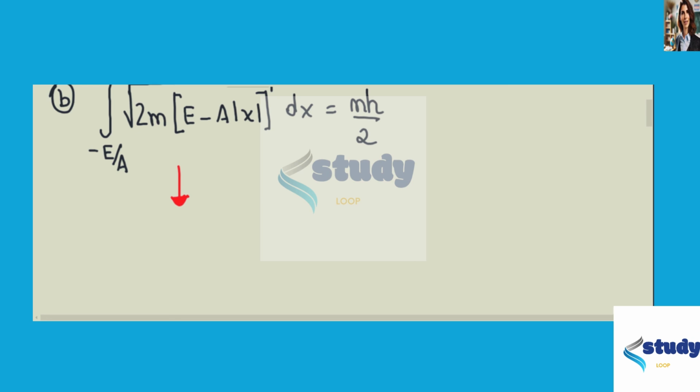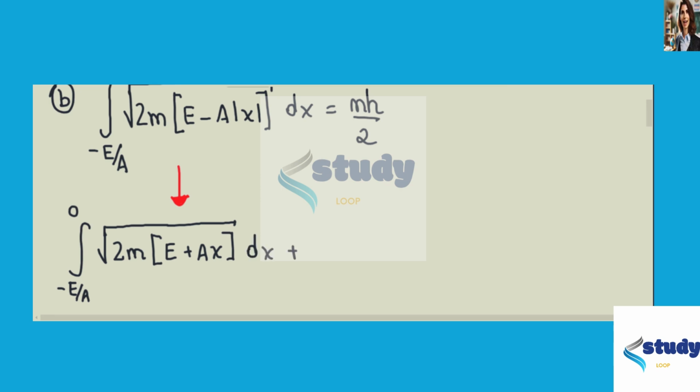Notice that this integral can be separated into two parts. We have the integral from minus E over A to 0 of the square root of 2m times E plus Ax. Notice that in the range when x is negative, the absolute value of x is equal to minus x. Plus the integral from 0 to E over A of the square root of 2m times E minus Ax, dx.